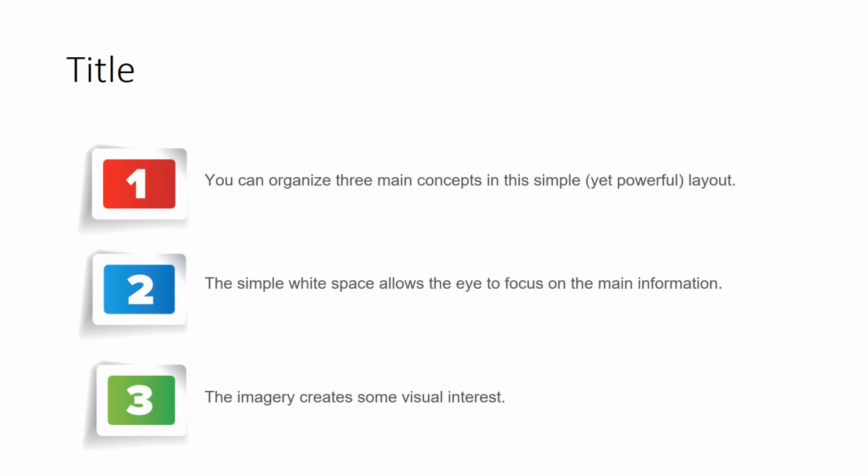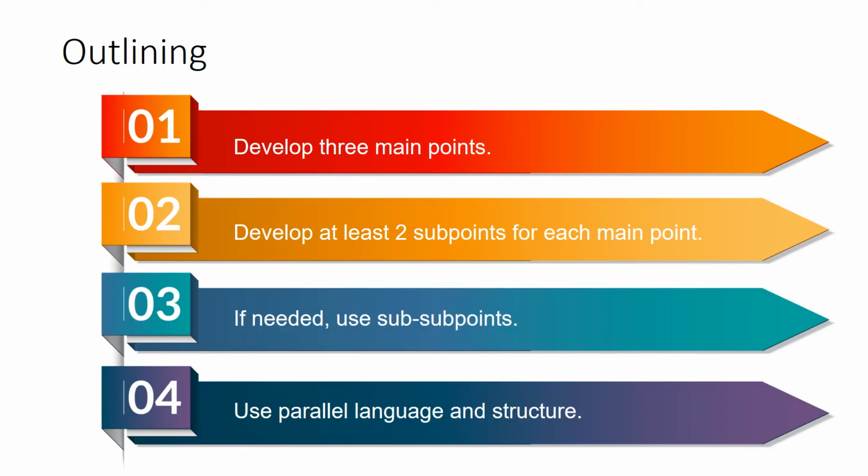You can organize 3 main concepts in this simple yet powerful layout. The simple white space allows the eye to focus on the main information. The imagery creates some visual interest. Care must be used when using a visual like this one. As the visual becomes more colorful and busy, the eye is more easily distracted. To maintain strong communication, you should limit the amount of text displayed on the colored shapes. If you use too much text, readability will be negatively impacted.